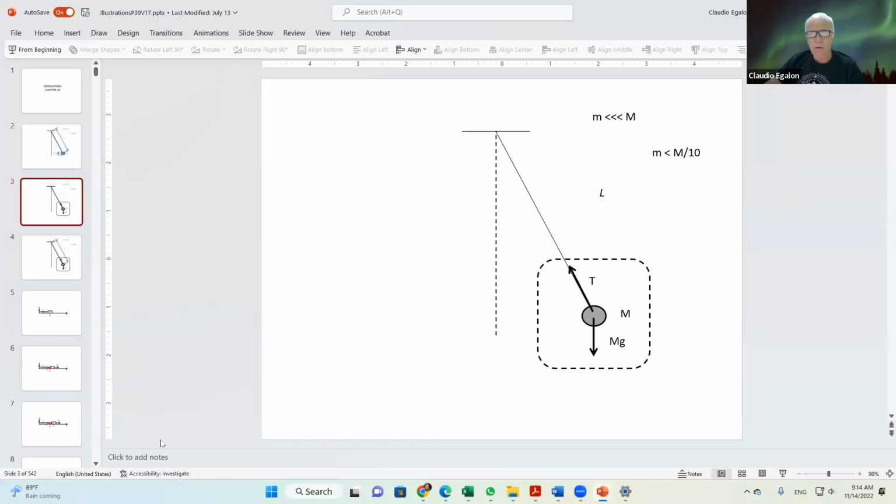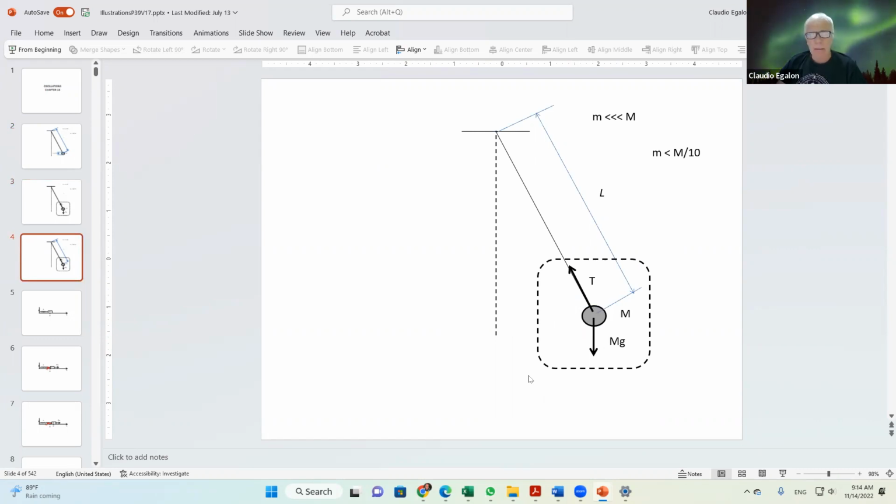So here you go. Those are the forces acting on the mass. The only two forces that we have are the weight and the tension. The speed is very slow. Because the speed is very low, the air resistance is going to be negligible, okay? Here's the length of the pendulum.